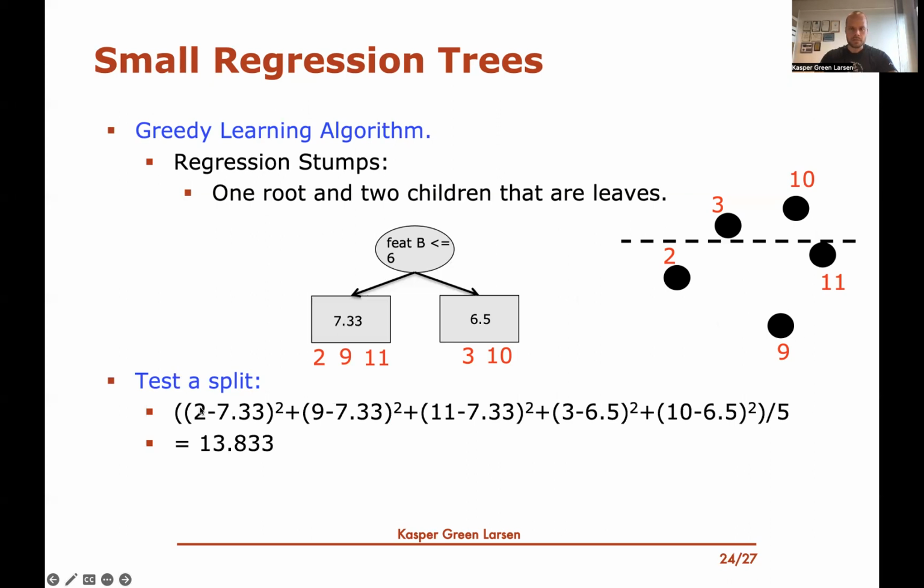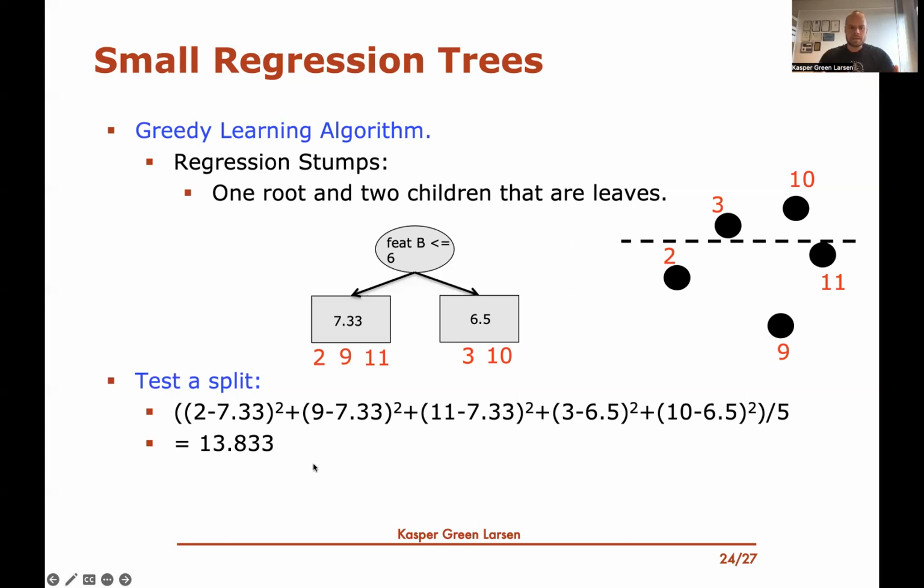We look at the true label, say 2, minus the prediction 7.33, and we have to square it. We also have the 9 minus the 7.33, we have to square that. And then we have the 11 minus the 7.33, we have to square that. And then we have the 2 points that end up in the other leaf. Here it's 3 minus 6.5 squared and 10 minus 6.5 squared. And then we have to average over all 5. And if you plug in the numbers, this gives you 13.833.